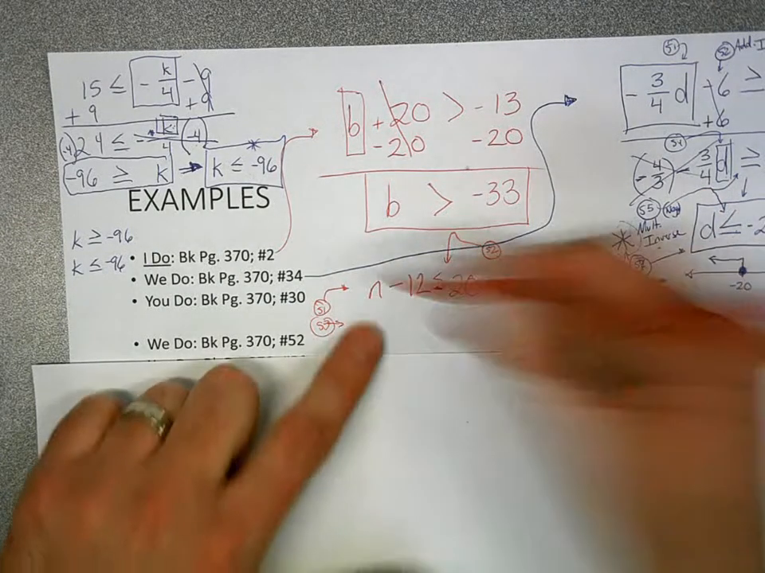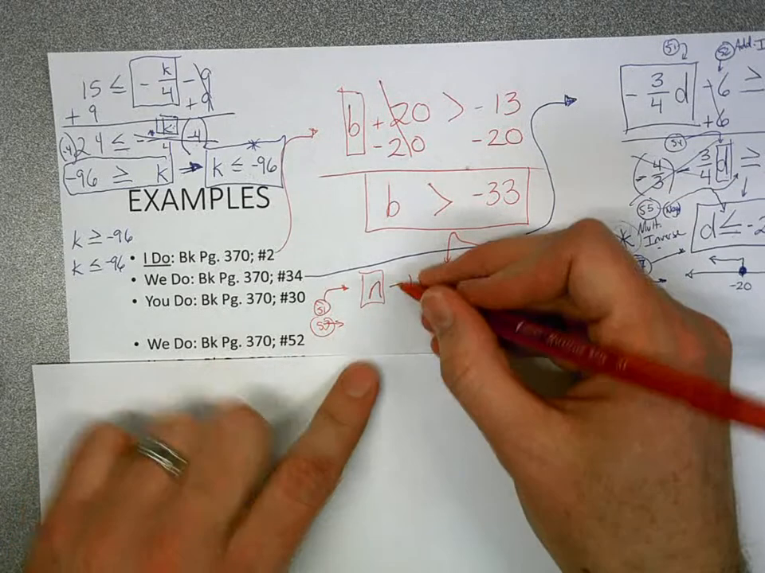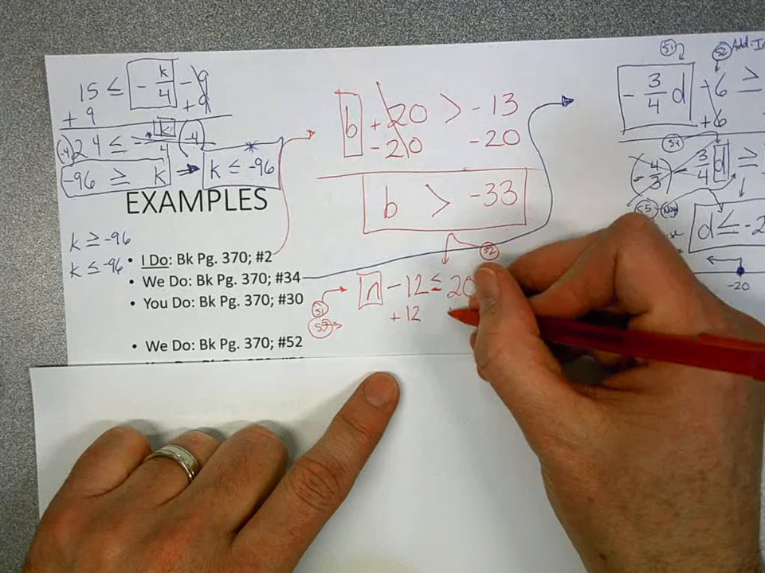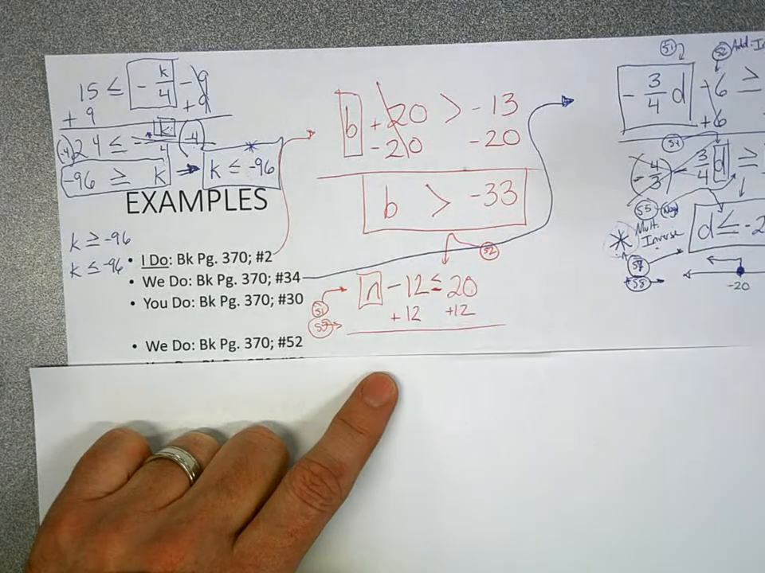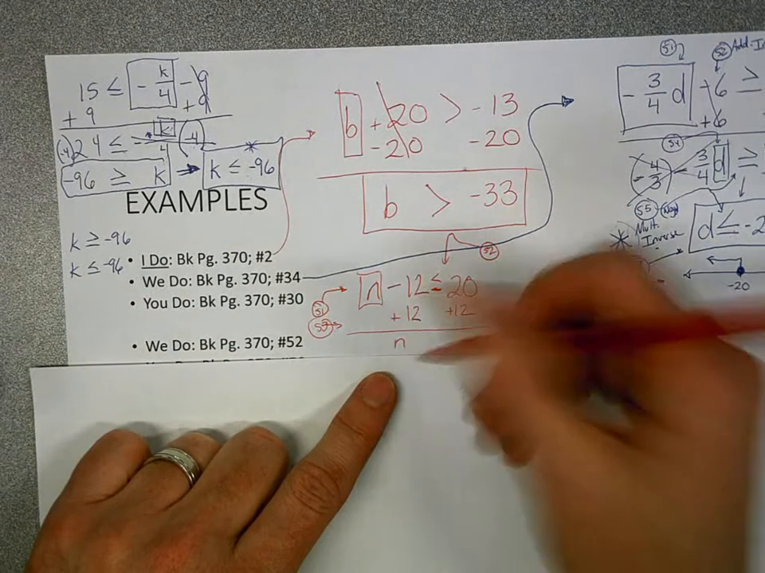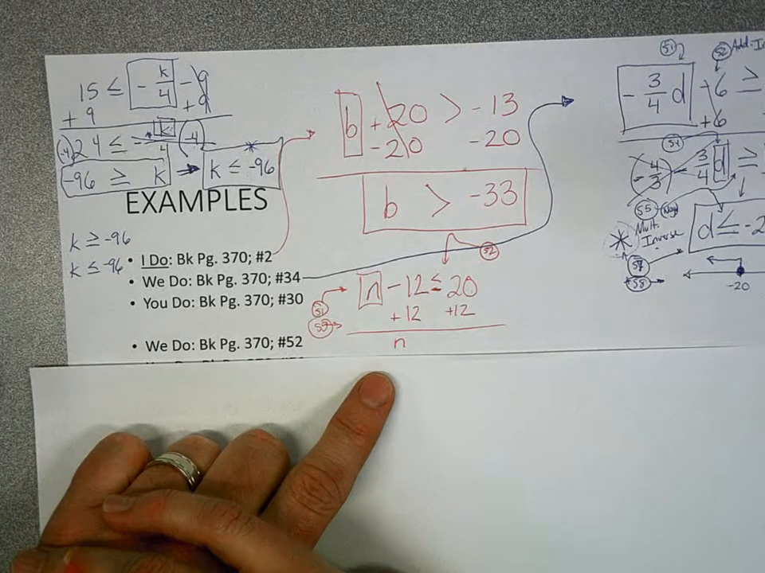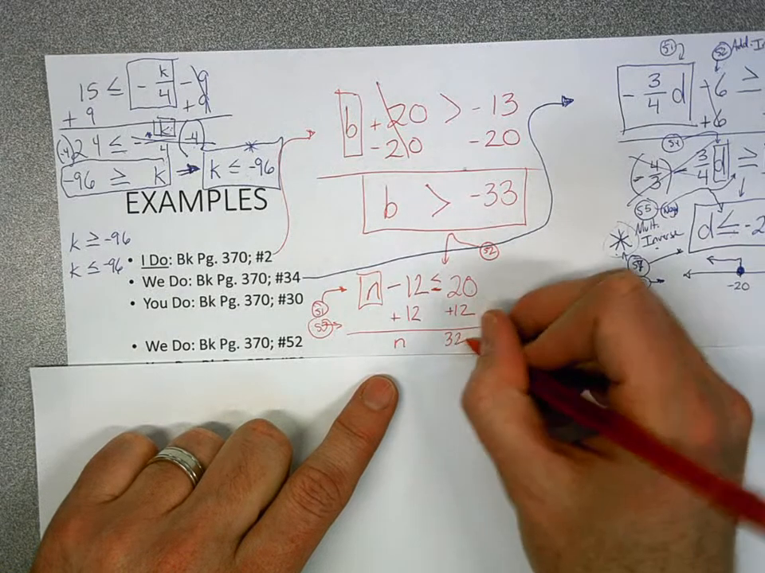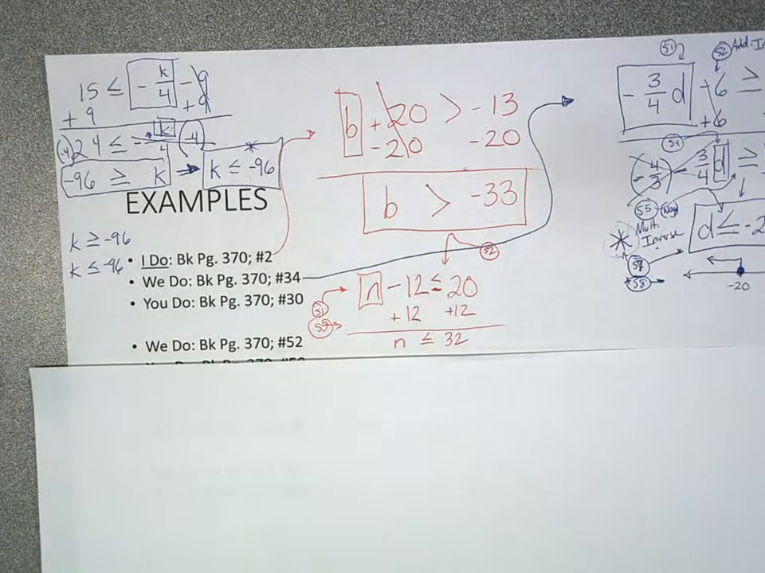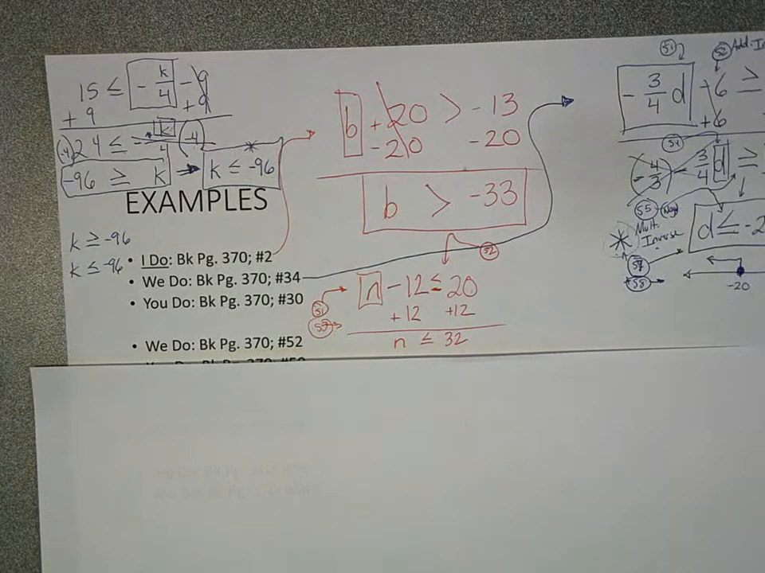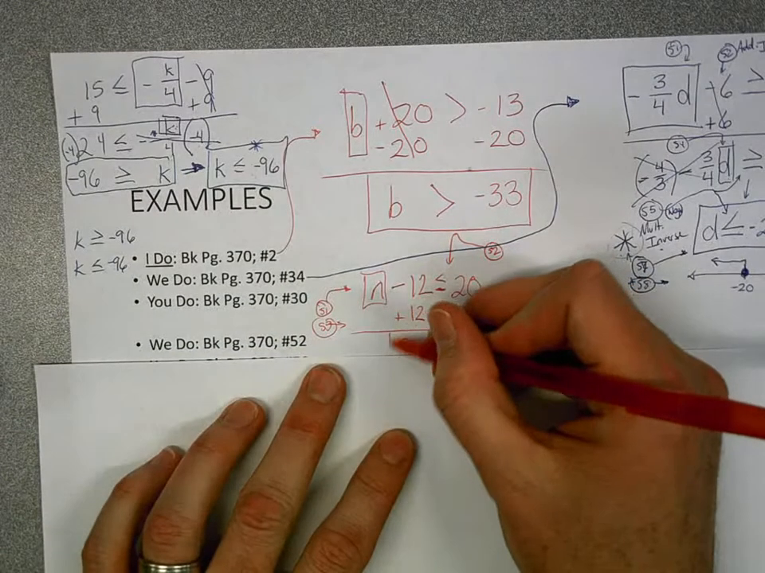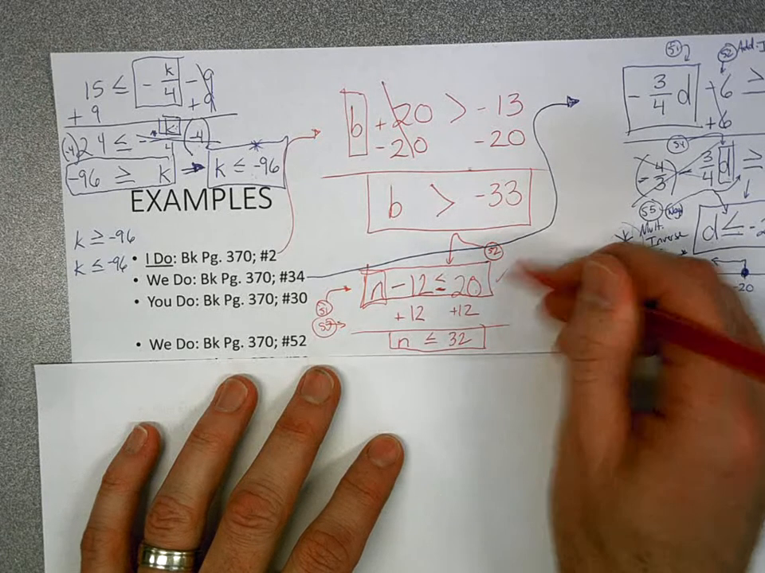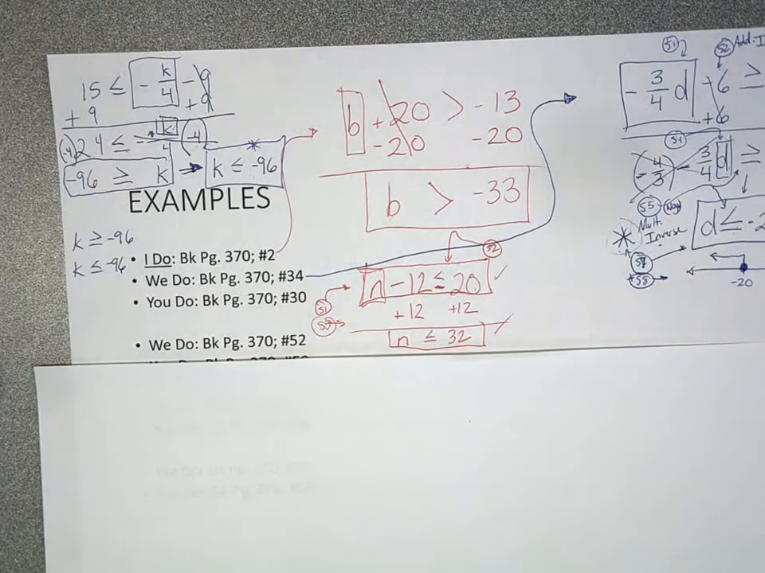So this one's a little easier. I'm going to add 12, and then add 12 to the other side. Don't have to flip the sign because all I'm doing is adding. It's not multiplying or dividing by a negative number, obviously. So 20 plus 12 is 32. I just bring my inequality sign down, and we have n is less than or equal to 32. So I believe on your key, guys, you're going to have to have both that and that to get it right.